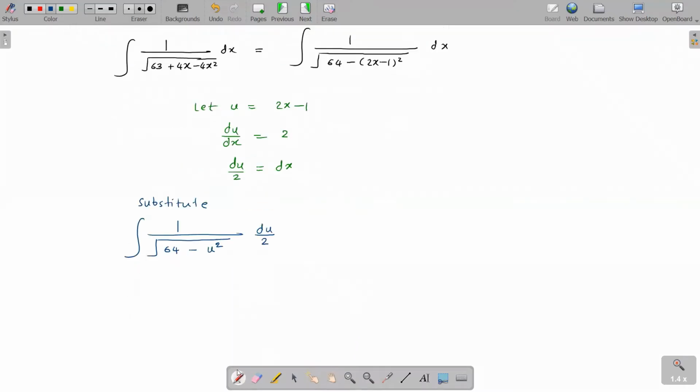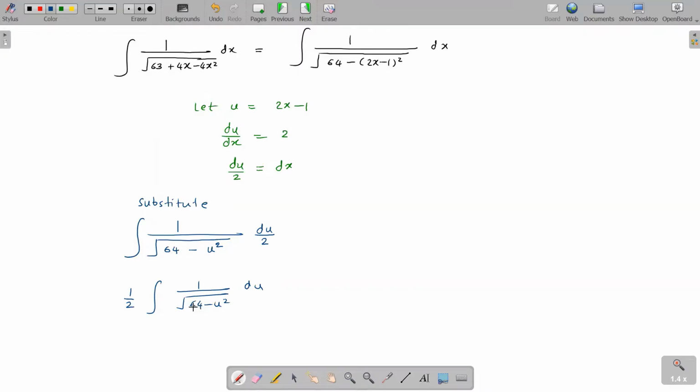So you could take the half out, du over 2, the half. And we have integration 1 over root 64 minus u square du. Can you see we have now successfully converted the entire sum into u. And now we have to go through these formats and then select the most relevant one.